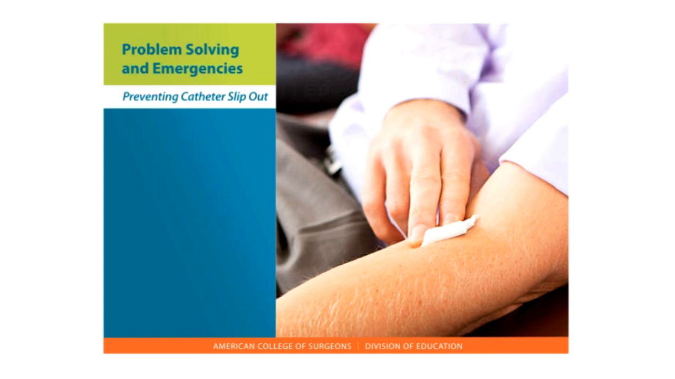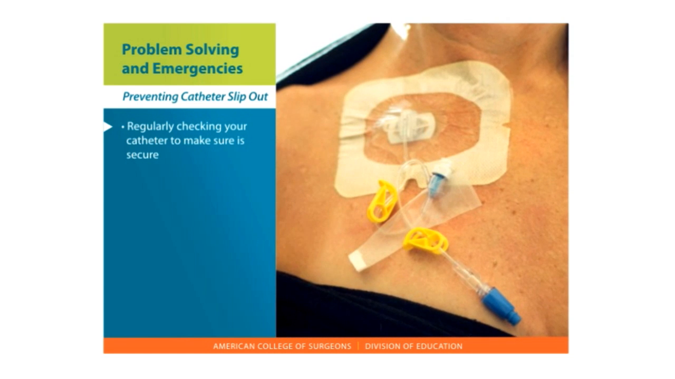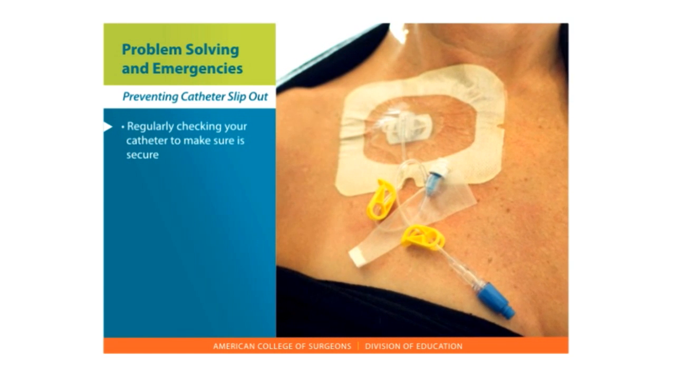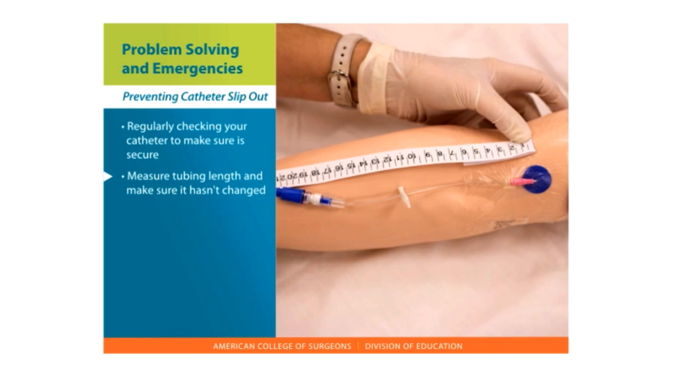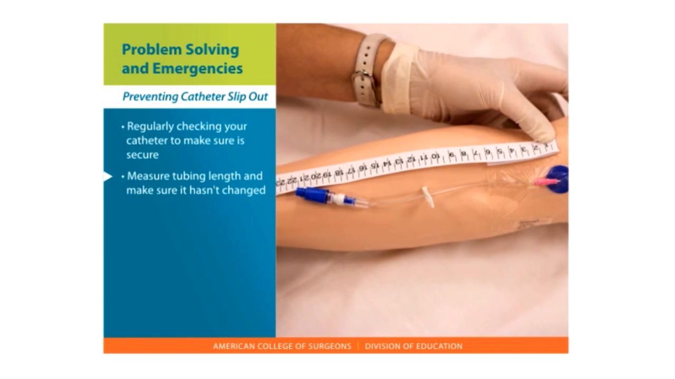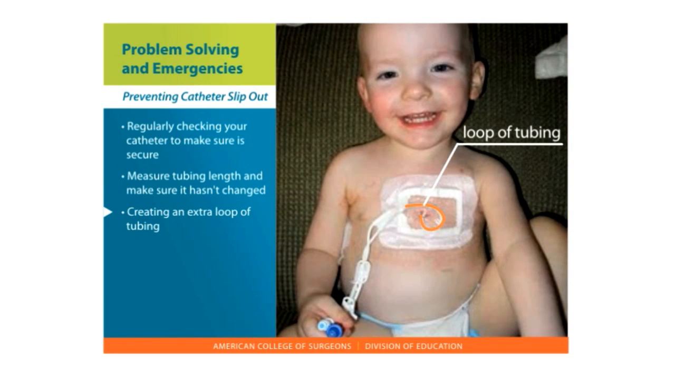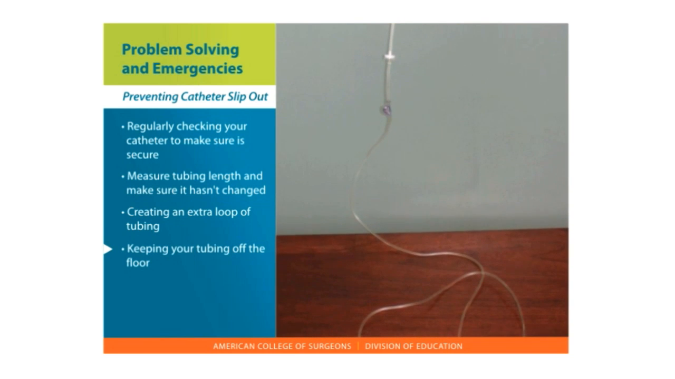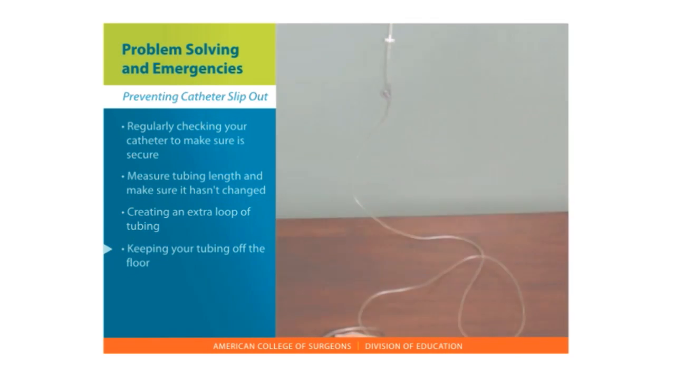This can be prevented by regularly checking your catheter to make sure it is secured. Measure your tubing length and make sure it hasn't changed. Create an extra loop of tubing. Keep your tubing off the floor so no one trips.